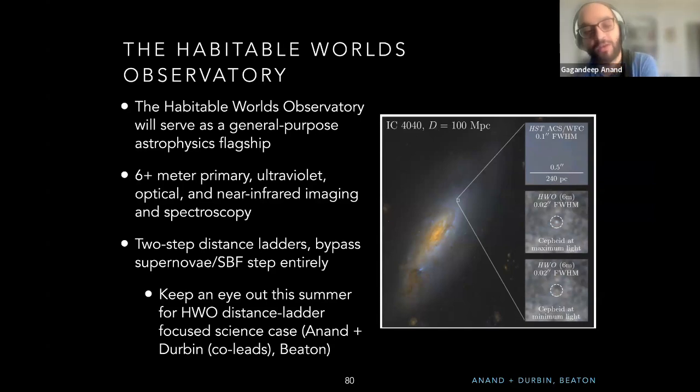And the capabilities of HWO, while not fully decided at the moment, will be very, very good for the distance scale. What I'm showing you here is a simulation of Habitable Worlds imaging at 100 megaparsecs, where you are not able to measure Cepheid variables with current facilities, but with something like HWO, you can detect and measure Cepheids at 100 megaparsecs. And that takes you out into the regime where you start getting into the Hubble flow. And so you don't need the supernovae or the surface brightness fluctuations anymore, and you can bypass those entirely.